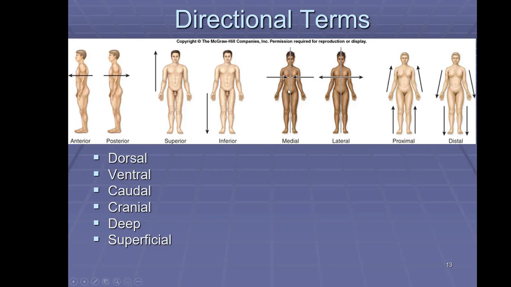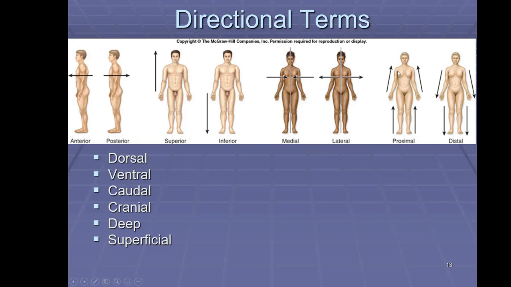Medial and lateral are terms describing the relationship to the midline of the body. For these, just assume that there's an imaginary line running through the middle of the body. If something is towards that midline, it's medial. If it's more away from that midline, it's lateral. An example of that would be the right arm is lateral to the chest, so it's away from that midline.